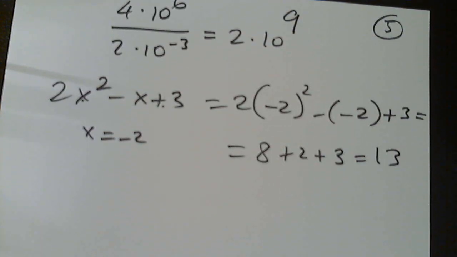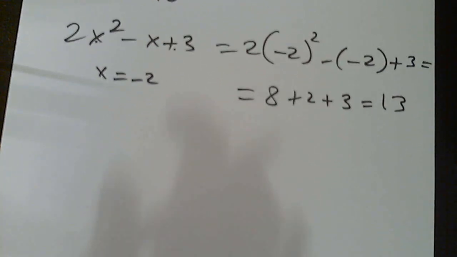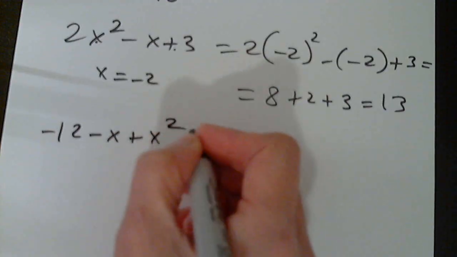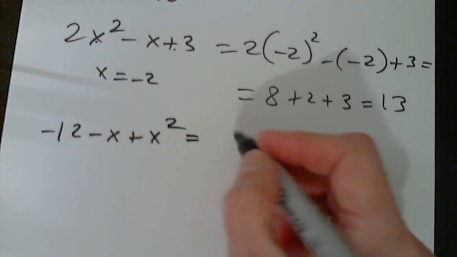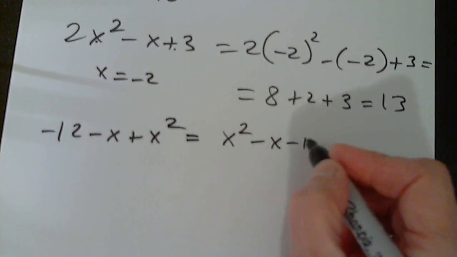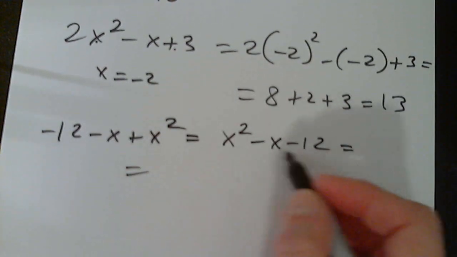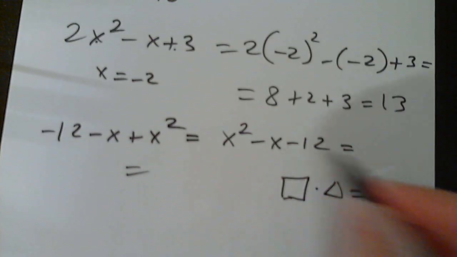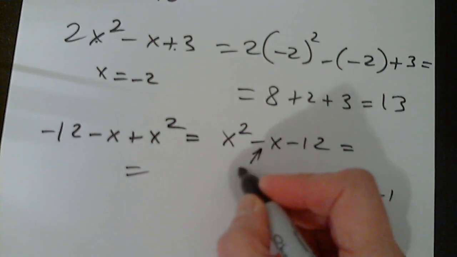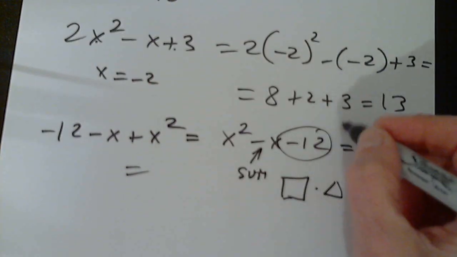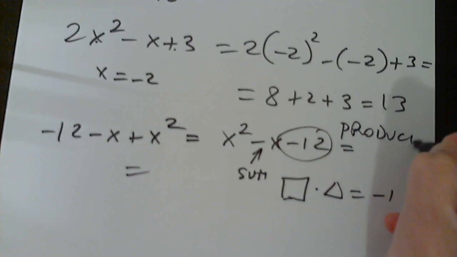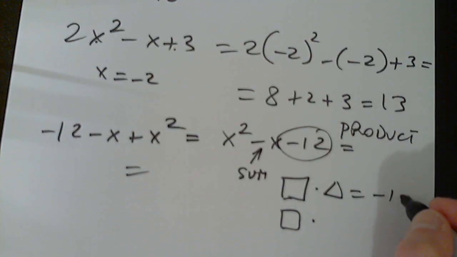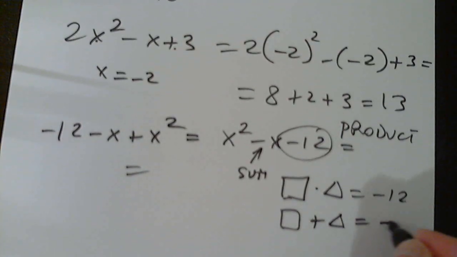Then we have a question on factoring. So we have negative 12 minus x plus x squared. First, we rearrange in descending order. And then we realize that the sum of the two numbers I need is negative 1. This is always the sum. And this is always the product. So when I multiply them, I get negative 12, and the sum is negative 1.